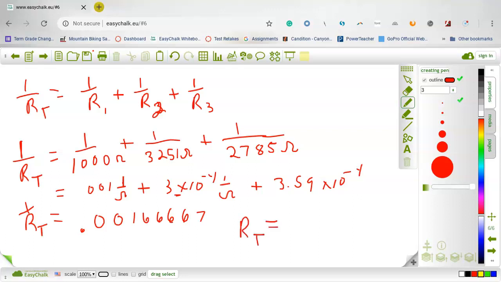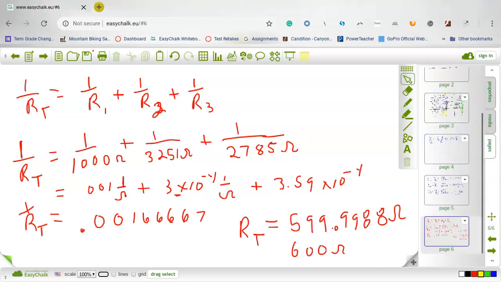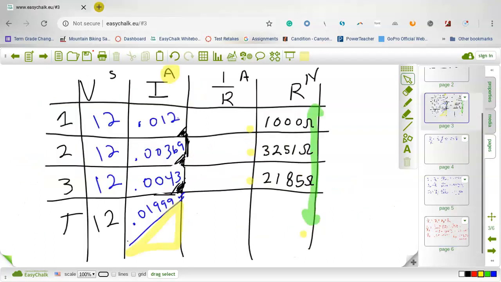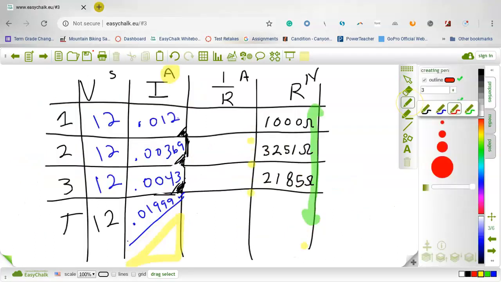So that means RT, we just take 1 over that, right? So 0.00166667, we take 1 over that, and that is 599.9988 ohms. So there's our resistance. So really, we're going to round that, say 600 ohms. So if we go back to the VIR square, that's 600 ohms right there, okay?